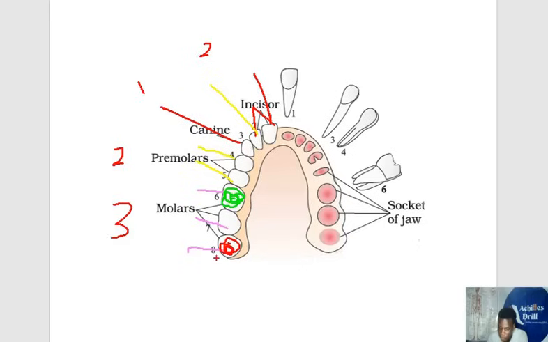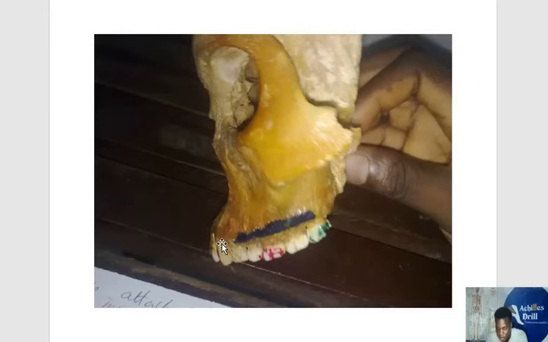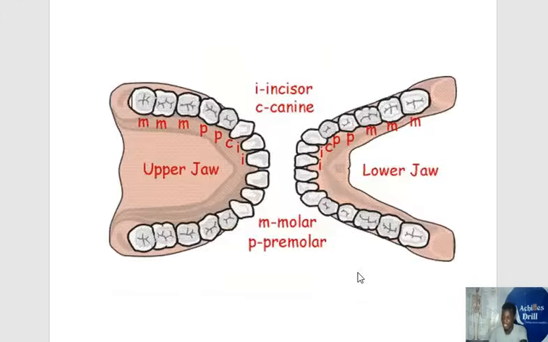Now students are usually confused on which is first and which is the third. Usually we count from in front backward. So we count from the front backward. This is the first and this is the third. First, second, third. That's what is painted just up here. If I ask you what's the tooth in red, that's the first molar. And what's the one in green? The third molar tooth. Alright, so that's that.